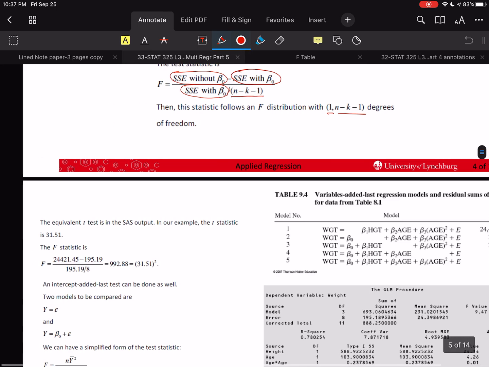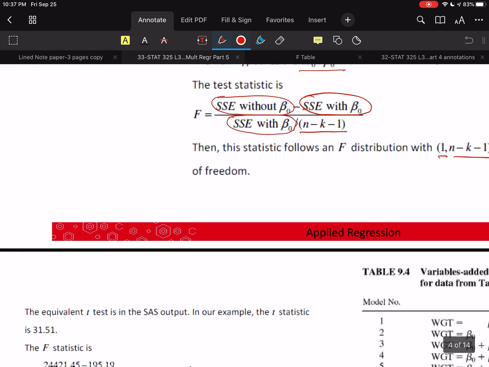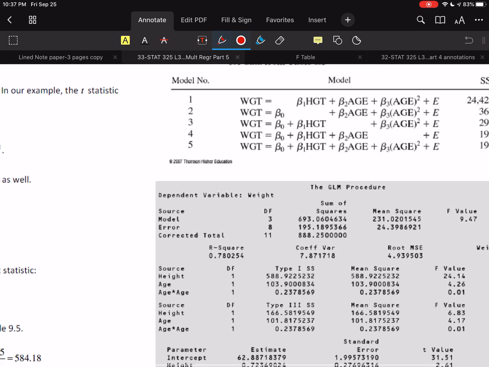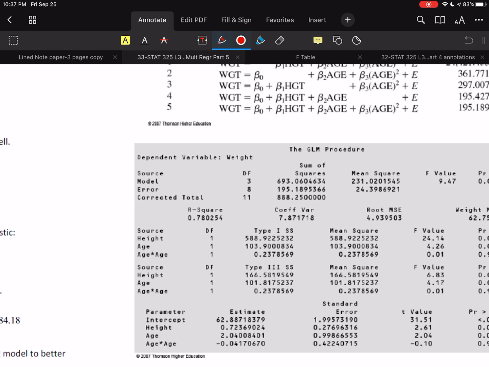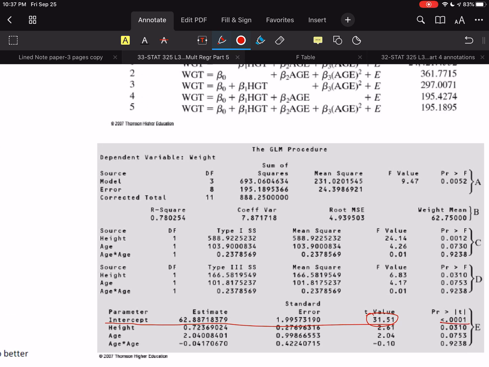Okay, so the first thing we want to do is the equivalent t-test in the SAS output in our example. Our example t-statistic is 3151, so let's find that, and so here is 3151 for the intercept, and the p-value is less than 0.0001.